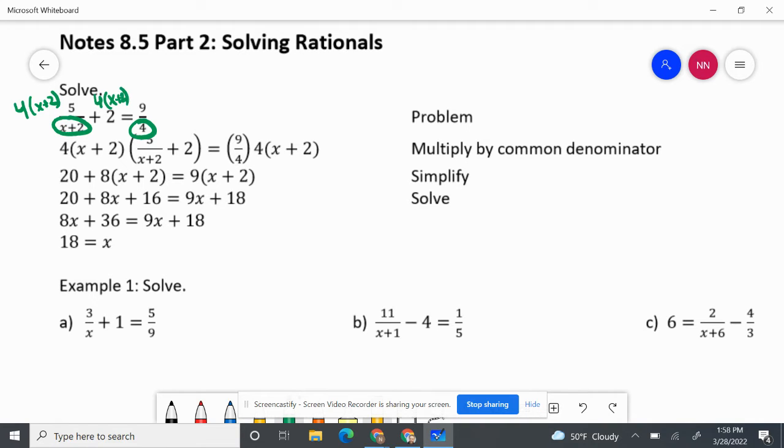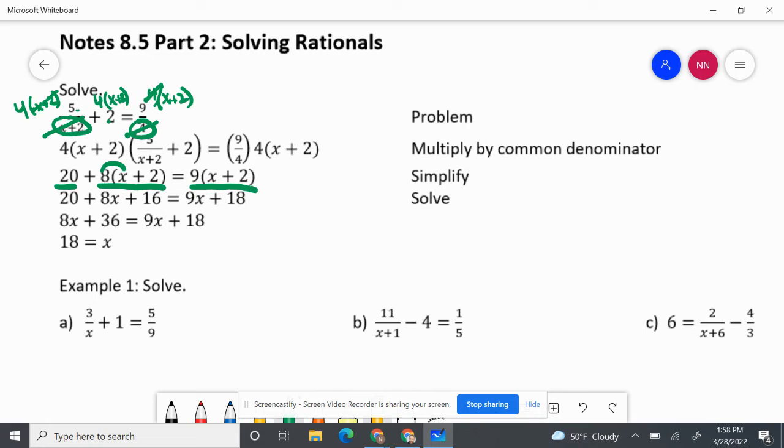Now when we do that, what we're going to do next is we're going to cancel. So x plus 2 and x plus 2 cancel. 4 times 5 gives us the 20. 4 times 2 is 8, so we have 8 and then x plus 2. And the last one, the 4's cancel, so we get 9 times x plus 2.